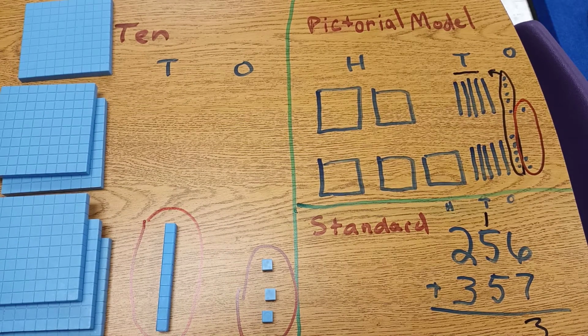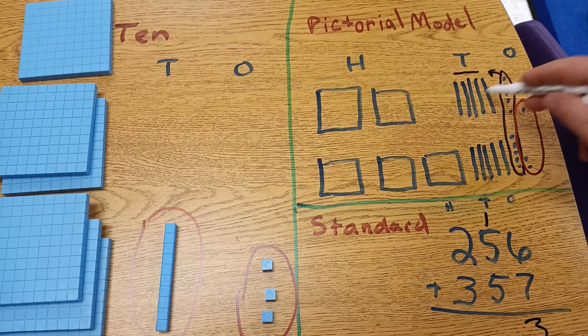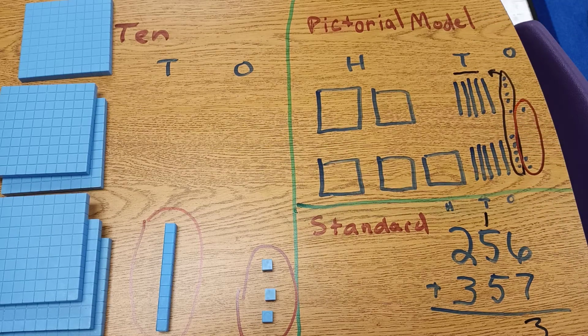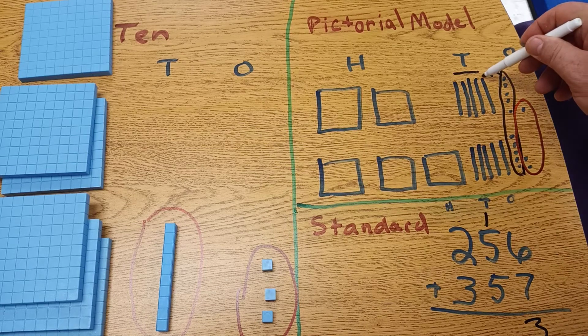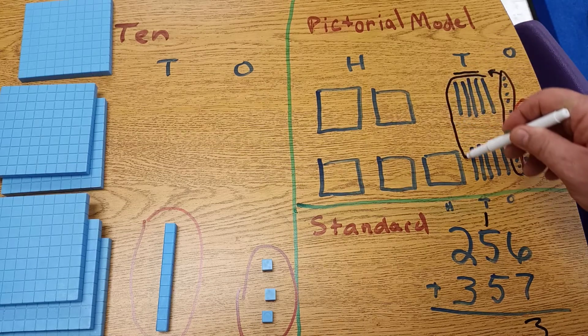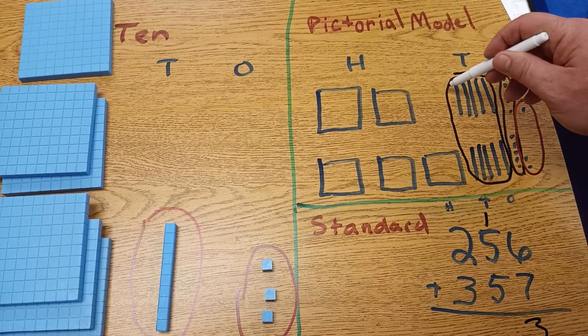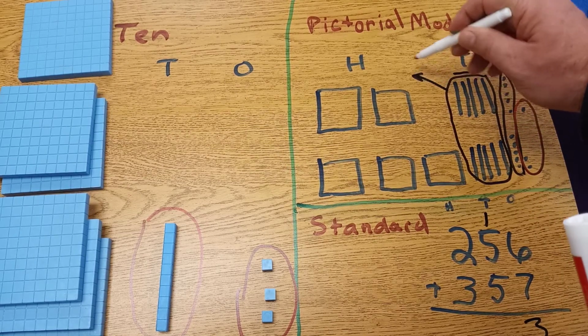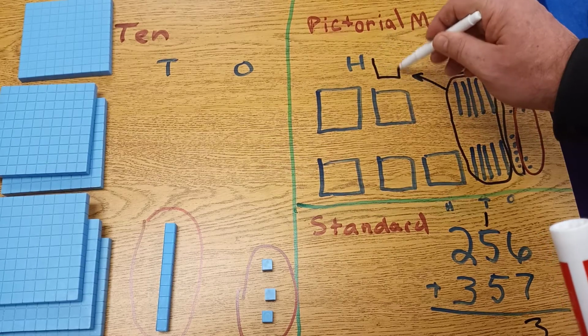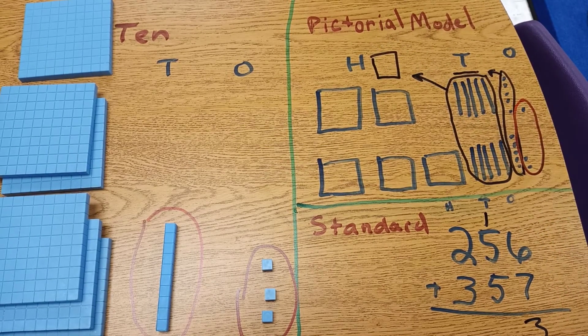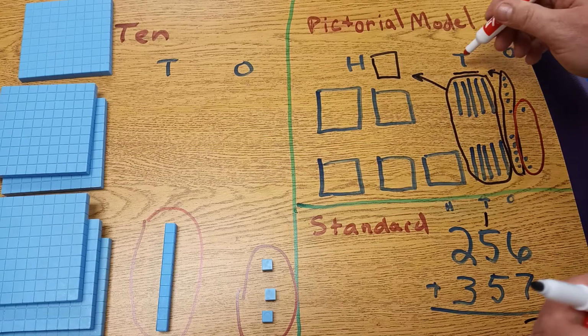And in the pictorial model, same thing. Okay, I have 5, 10, 11, or 50, 100, 110. And I can't have 2 digits in the tens place, so I'm going to regroup. I'm going to take 10 of my tens, which is 100, and I'm going to move that over to the hundreds place. And then I have 10 left.